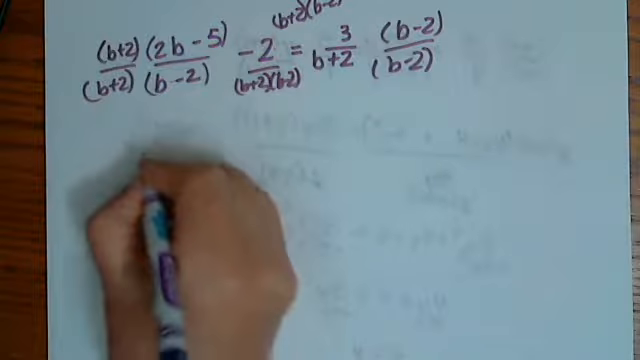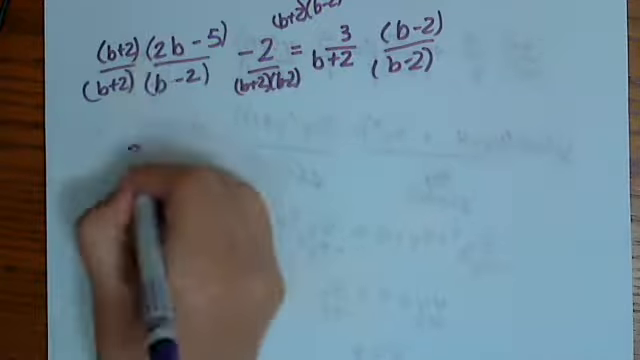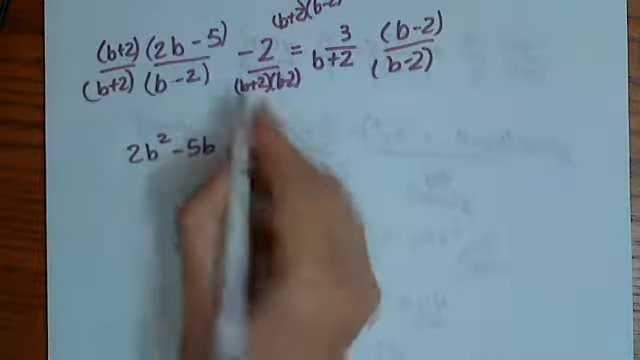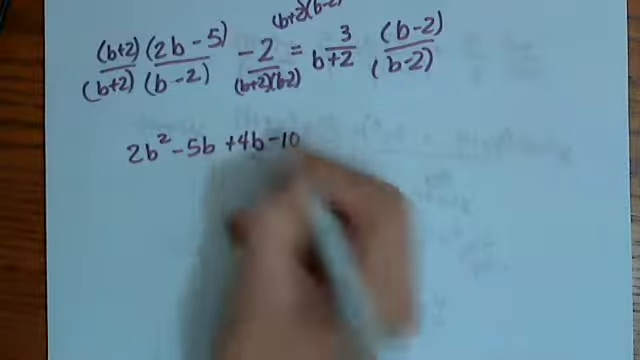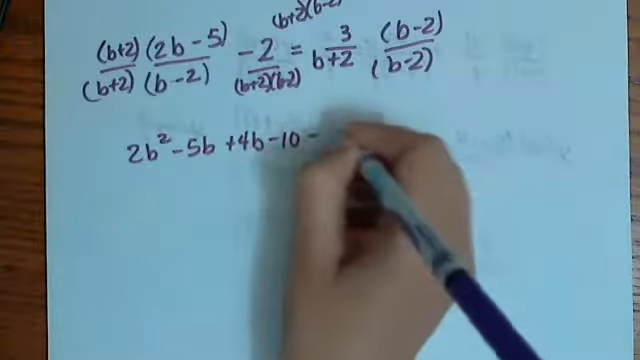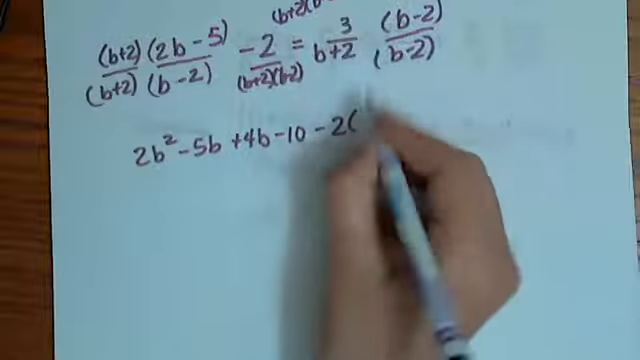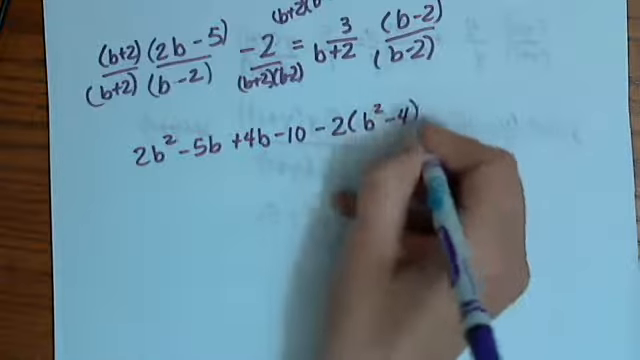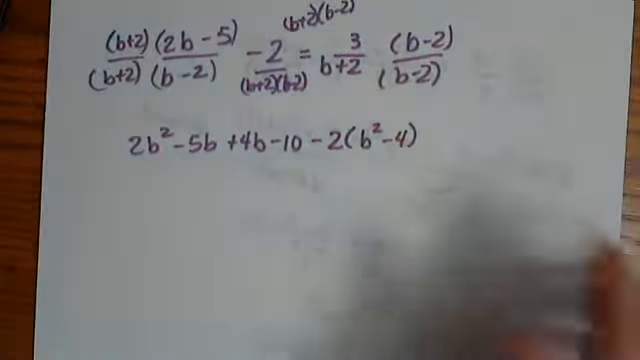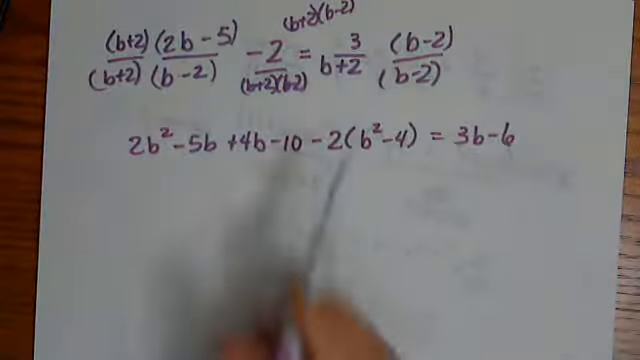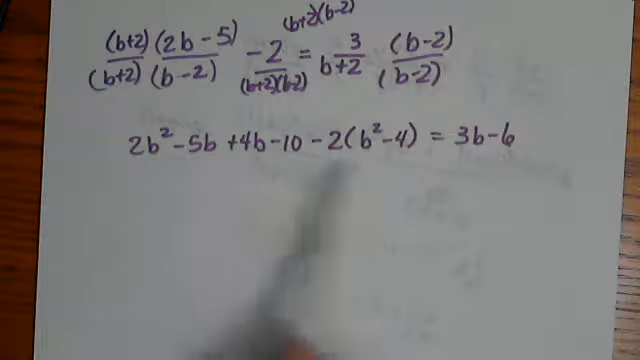So here we have, let's see, b times 2b is 2b squared. The outer will be a negative 5b plus 4b minus 10. Okay. Minus 2 times, what is it? b plus 2 times b minus 2? Difference of two squares, so that should be an easy one to multiply. And then we have 3b minus 6. And again, we're going to have the same denominator on the left-hand side of the equation as we do on the right, so that's just going to cancel out and we don't have to write it anymore, which is nice.